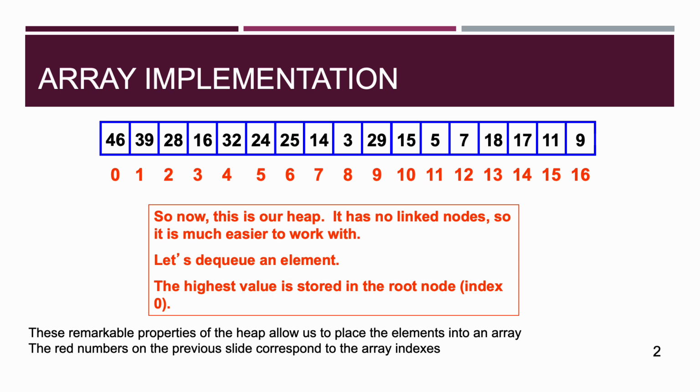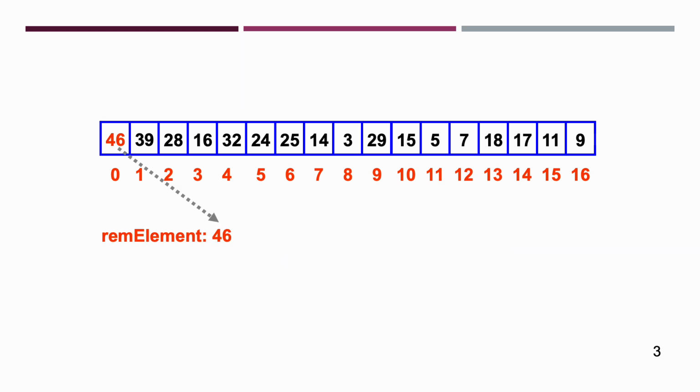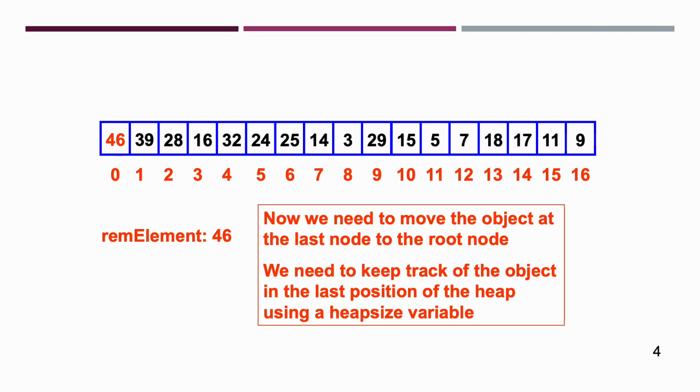So these remarkable properties of the heap allow us to place the elements into an array, and the red numbers on the previous slide correspond to the array indexes. So let's see the example. Okay, first of all, remove element 46. So we'll remove this element 46.